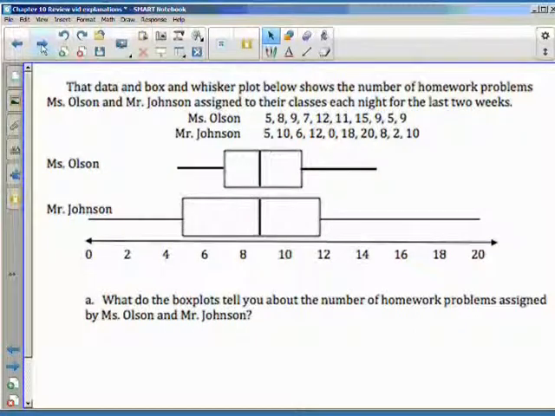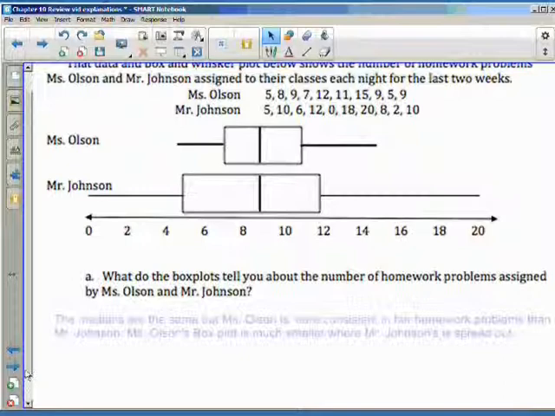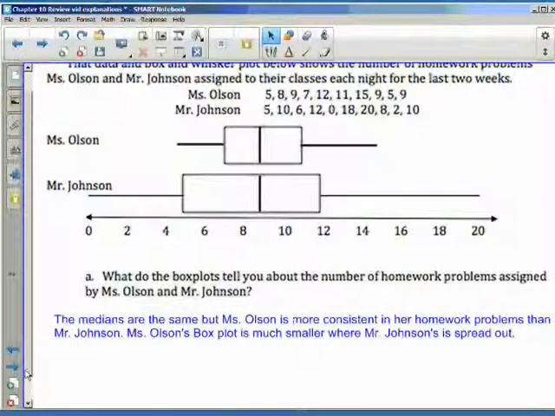All right, the data set and box and whisker plot below shows the number of homework problems Miss Olson and Mr. Johnson assigned to their classes each night for the last 2 weeks. Miss Olson's box and whisker plot shows a smaller range, and Mr. Johnson shows a broader range. What do the box plots tell you about the number of homework problems assigned by Miss Olson and Mr. Johnson? What we can see here is that the medians are the same.